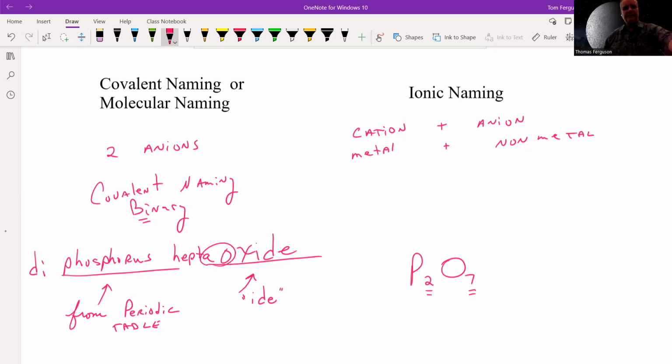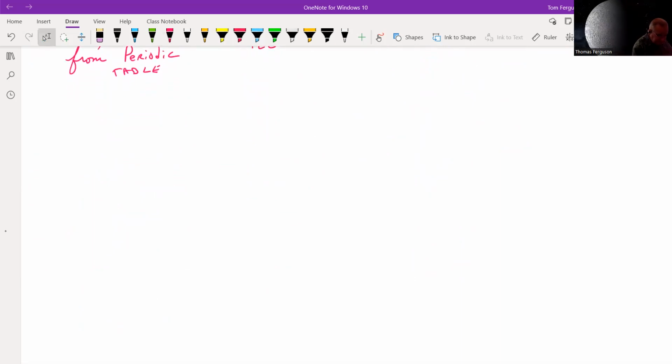Let's do a really common chemical. Let's name that, besides calling it water, let's name it as a binary compound. Number one, is it covalent or ionic? Now, H is always a cation, H plus one, except when it's an acid. But water is not an acid per se. Keep that for another time.